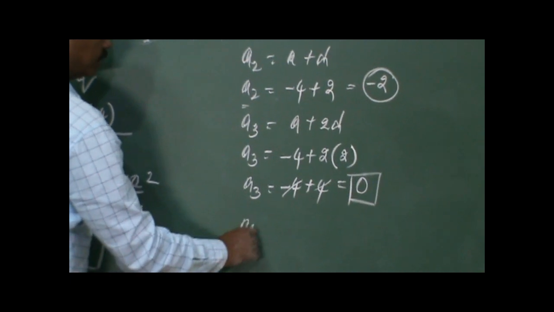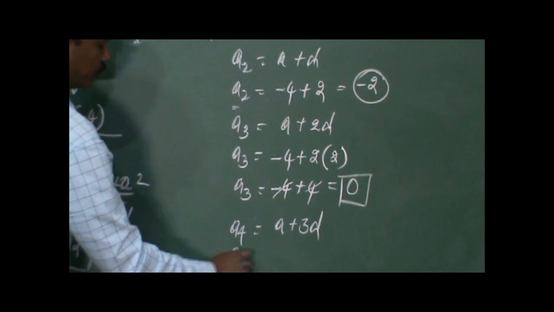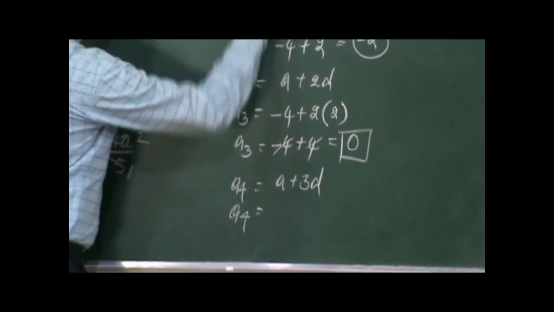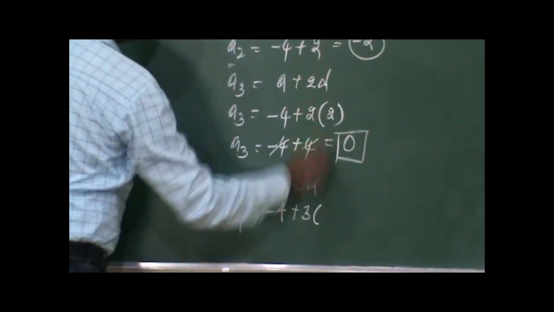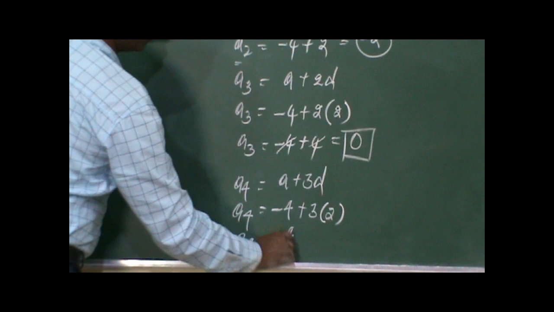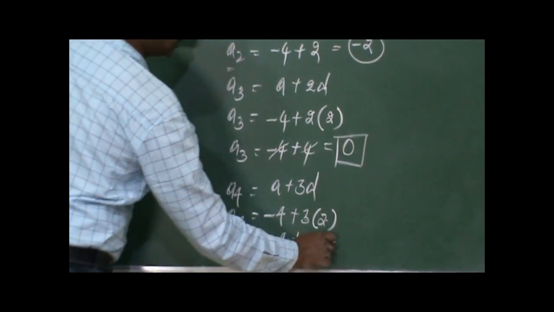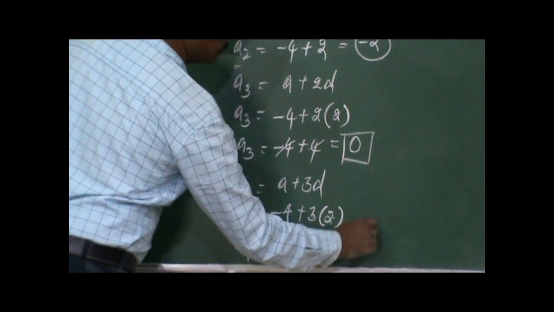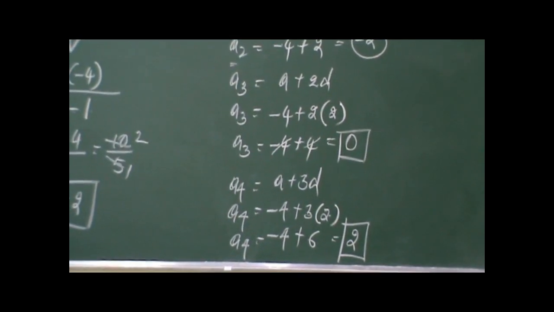So A4 is equal to A plus 3D. So A4 is equal to A value is minus 4 plus 3 into D value is 2. So A4 is equal to minus 4 plus 3 twos are 6. So minus 4 plus 6 is plus 2. So this is the fourth term, second term, third term, fourth term.